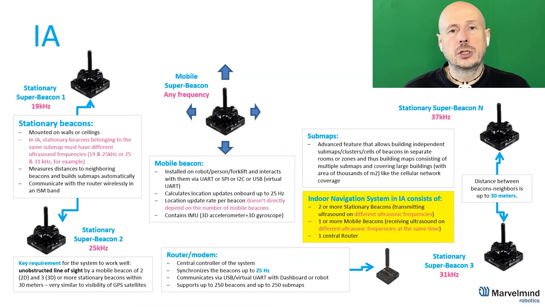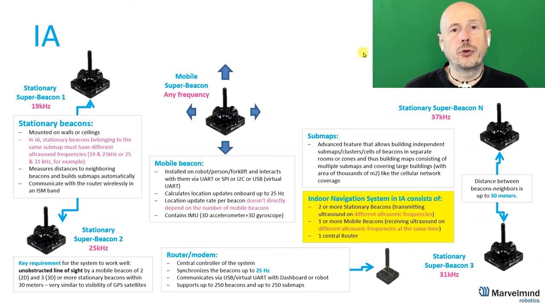Inverse architecture historically came later, and in terms of internal structure it is significantly more complex than non-inverse architecture. Why? The complexity stems from the fact that the mobile beacon is receiving ultrasound, and it must receive not a single ultrasound from station beacons, but several different ultrasound frequencies at the same time.